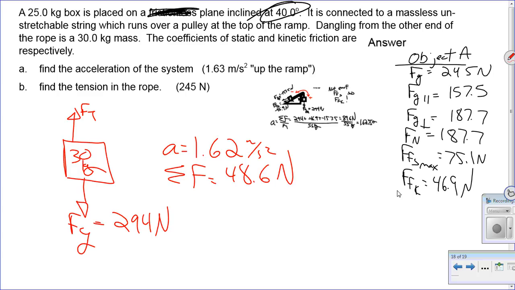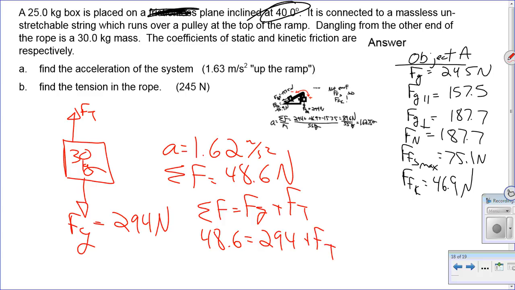So then the question is, what does the tension have to be to make that happen? Well, net force is force of gravity plus force of tension. So 48.6 equals 294 plus Ft, and solve, and you end up getting 245 newtons. Negative, because it's working against that downward motion.